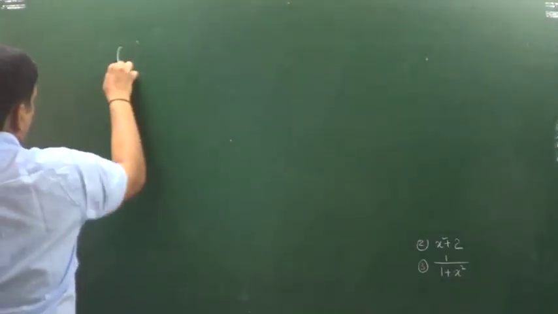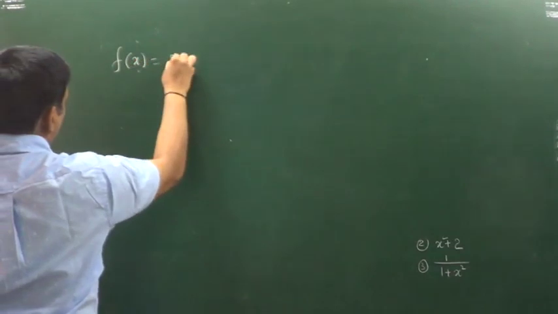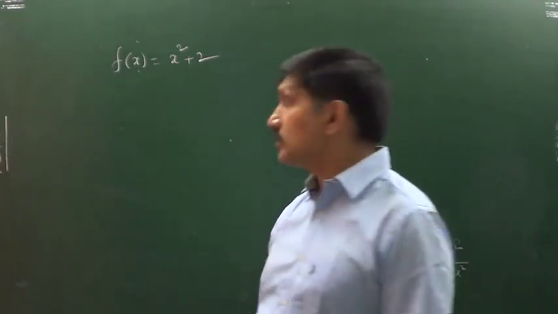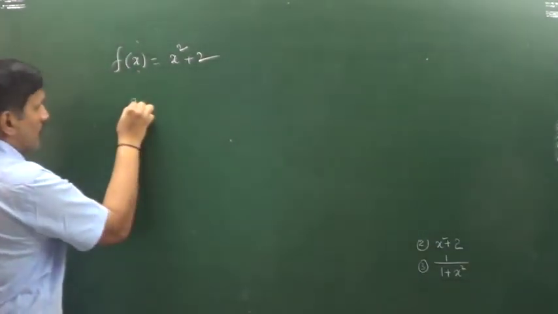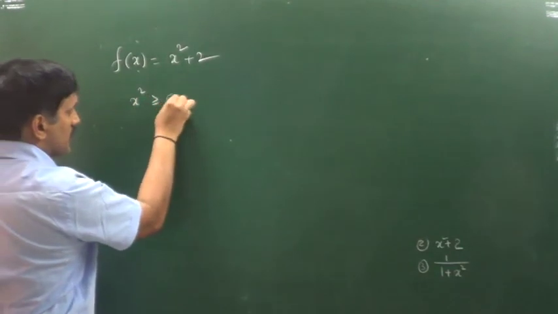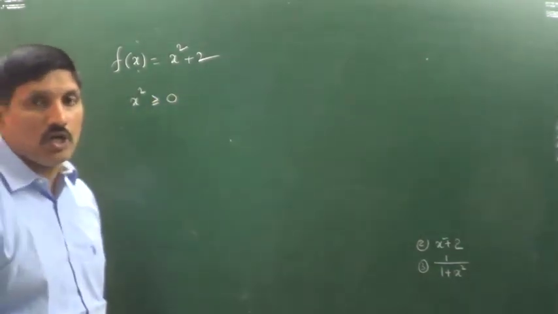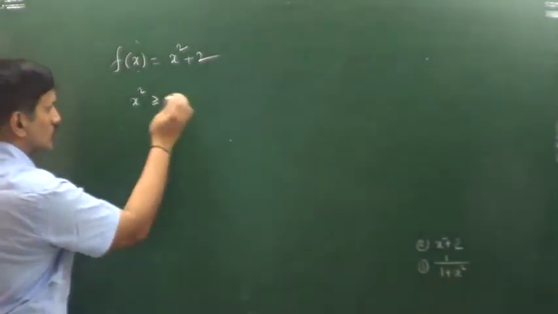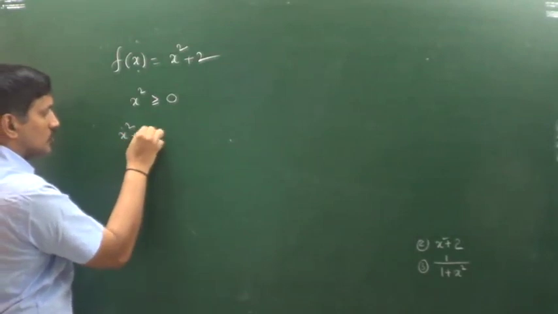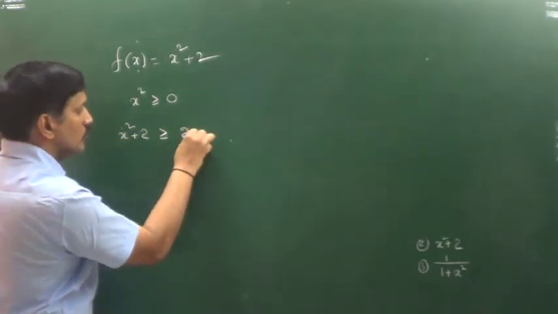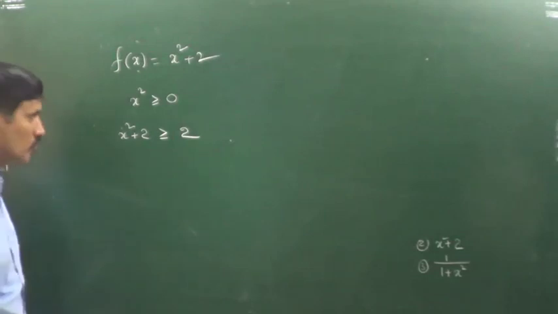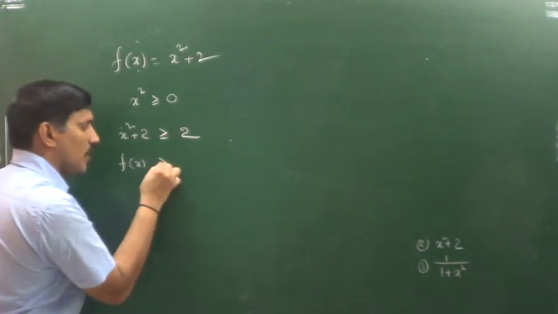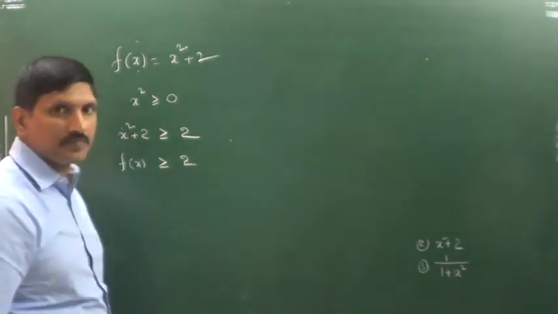One more student asked me about this doubt. Sir, f of x is equal to x square plus 2. For this function I want to find out the range. Yes. So we know that x square is always greater than or equal to 0. Now add 2 to both sides. X square plus 2 is greater than or equal to 2. What information are we getting? This is nothing but f of x. F of x is always greater than or equal to 2.